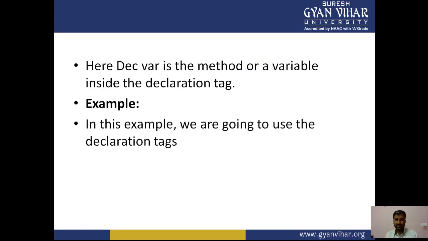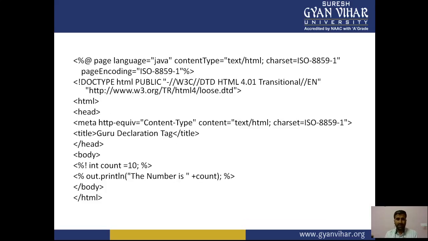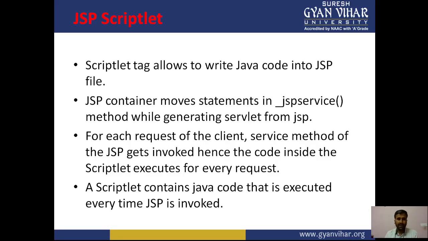For example, in this program we are going to use the declaration tag. Inside the declaration tag, we have declared integer count is equal to 10. With the help of the scriptlet tag, we want to print, using out.println. With the help of out.println, we can print the number, which is count. So the output is nothing but 10, because we initially declared 10 over here.